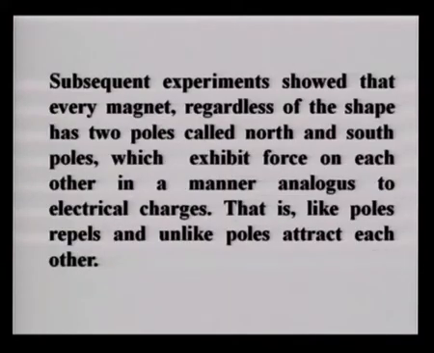A very interesting conclusion was drawn after subsequent experiments showed that every magnet, regardless of shape, has two poles called north and south poles, which exert force on each other in a manner analogous to electrical charges. That is, like poles repel and unlike poles attract each other.